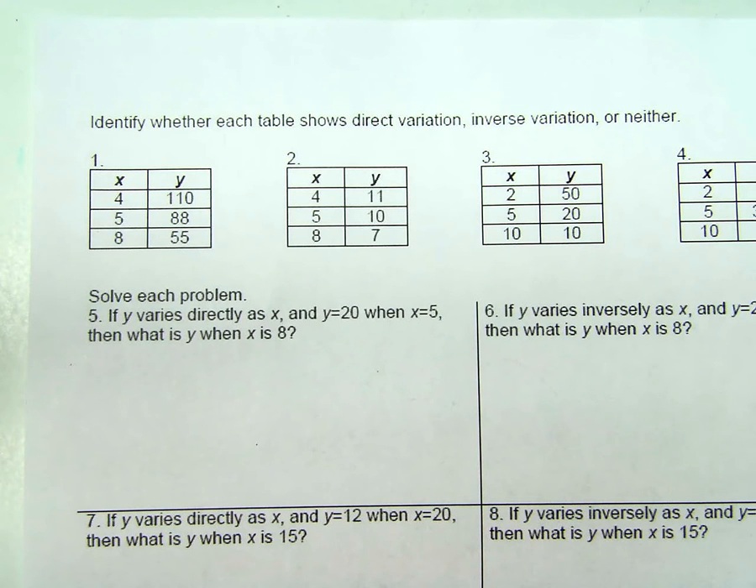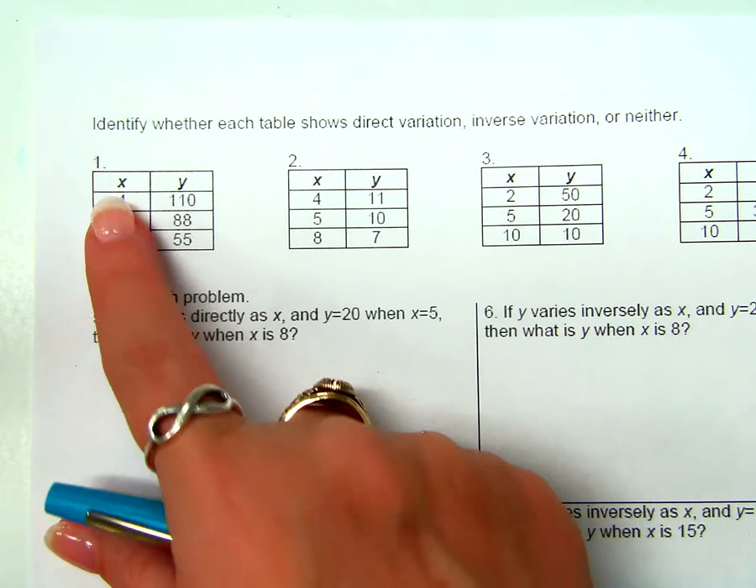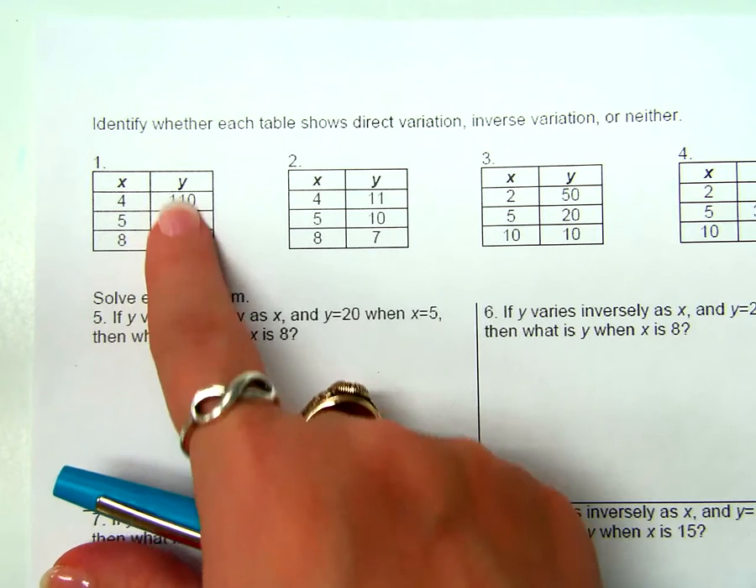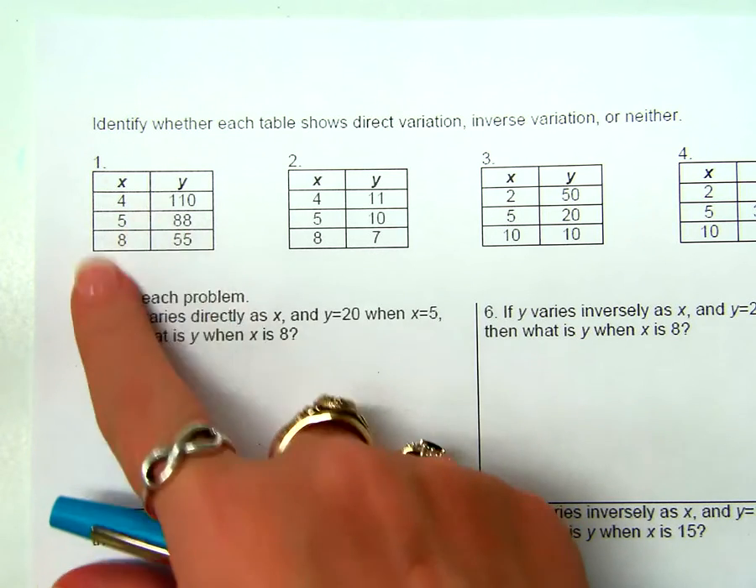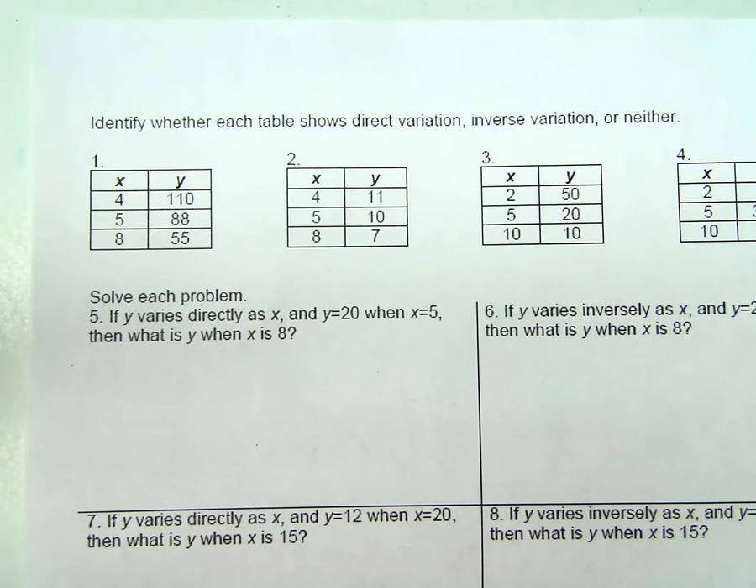I hate when they throw that neither in there because then I really have to know what I'm talking about, right? How am I going to decide if this is direct or inverse, first of all? What's the first thing I can look for? Increasing, increasing, or increasing, decreasing? Which one is it? Increasing, decreasing.